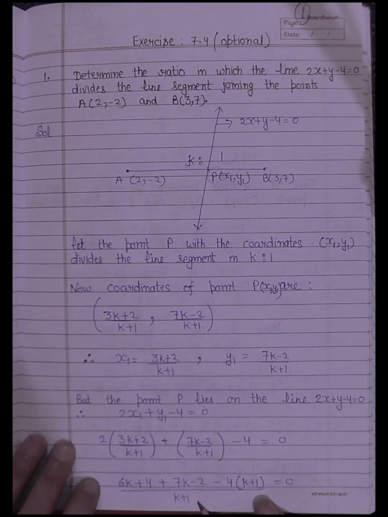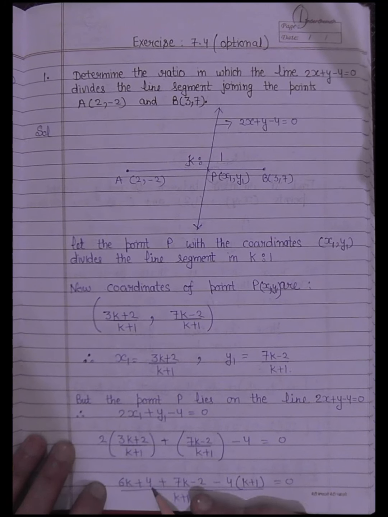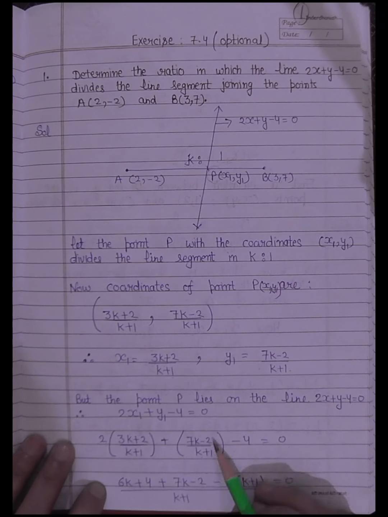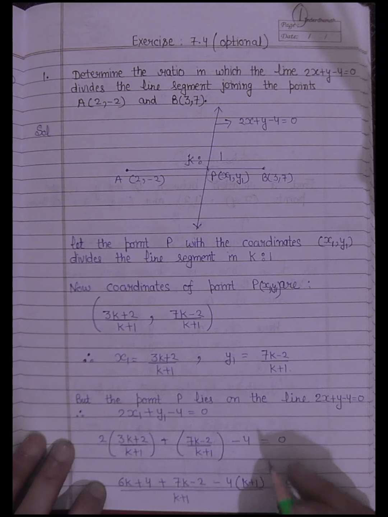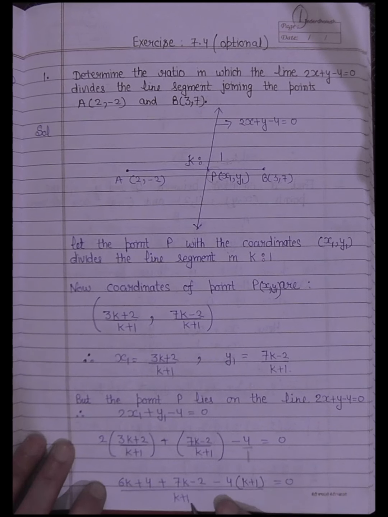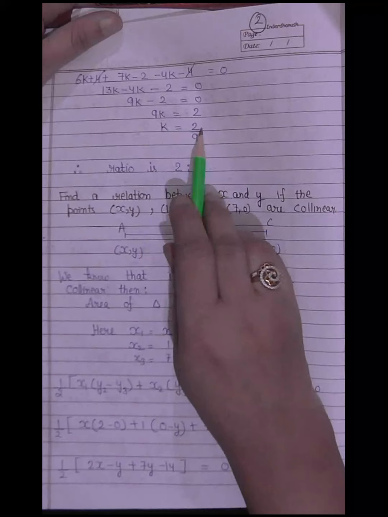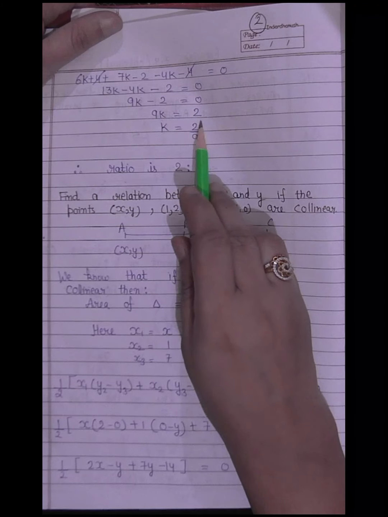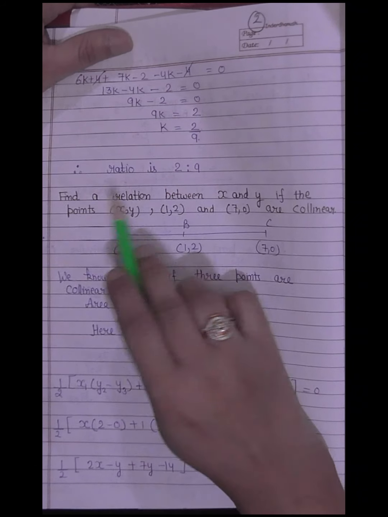I have taken the LCM here. 2 into 3k + 2 is 6k + 4, plus 7k - 2, and minus 4 with (k + 1), because in the denominator there is 1, so the LCM is k + 1 and it will be 4 into (k + 1). After solving, I am getting the value of k as 2/9. Therefore, the ratio is 2:9.